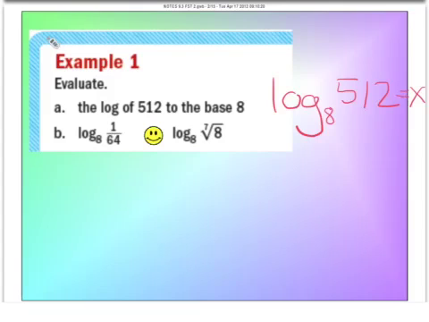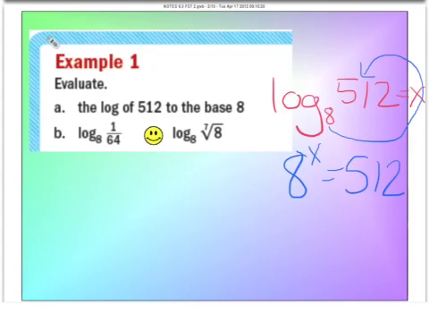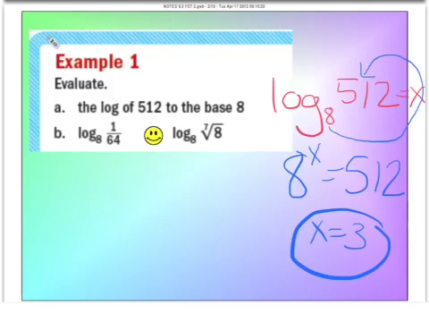So I can go backwards here. I can do 8 to the x power equals 512. So 8 to the x power is 512. So when I say, what is log base 8 of 512, the real question I'm asking you is 8 to what power is 512? Well, if you go ahead and figure that out, it's going to end up being the number 3. So log base 8 of 512 is the same thing as saying the number 3, because 8 to the power of 3 is 512.